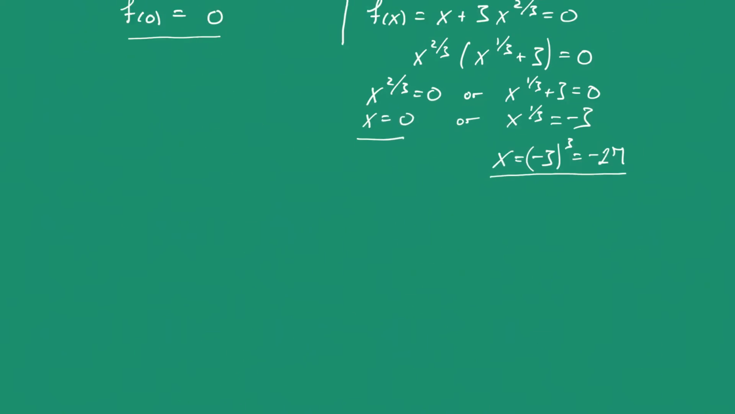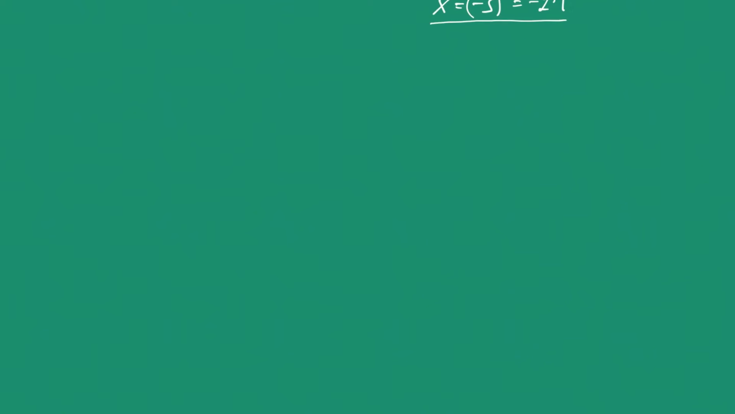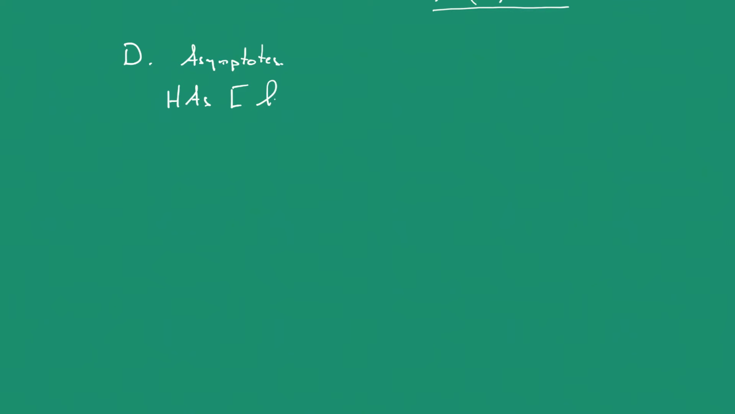Okay, so next thing that we like to think about are asymptotes. So first we'll think about horizontal asymptotes. This is where we're really asking, what does our function look like as x approaches plus and minus infinity?